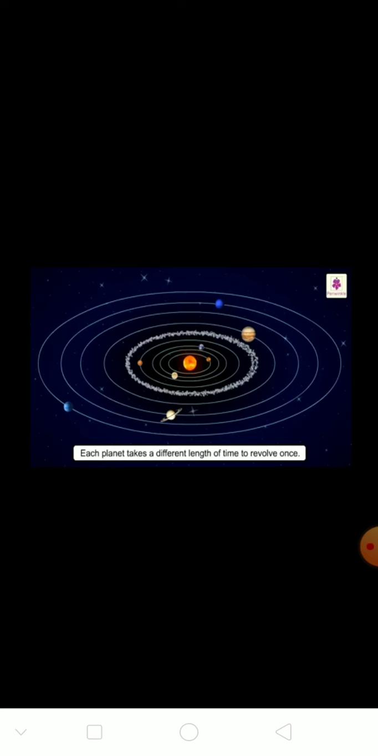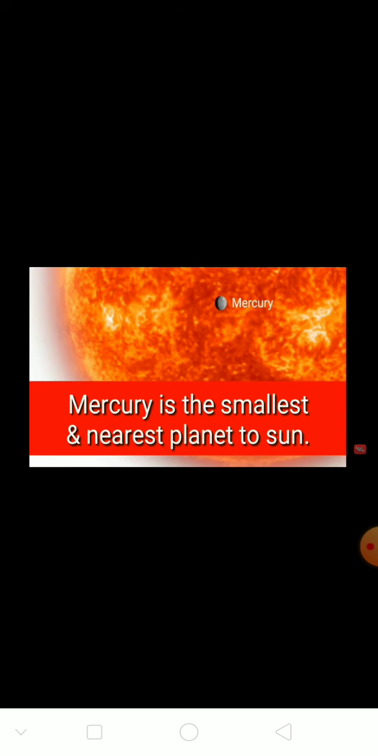Each planet takes a different length of time to revolve once. There are 8 planets in our solar system. See here, the first one, Mercury. It is the planet Mercury. Mercury is the smallest and nearest planet to the Sun.